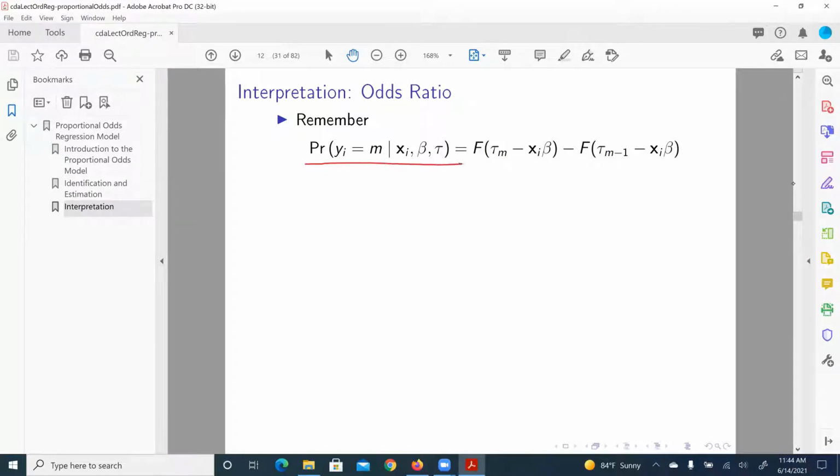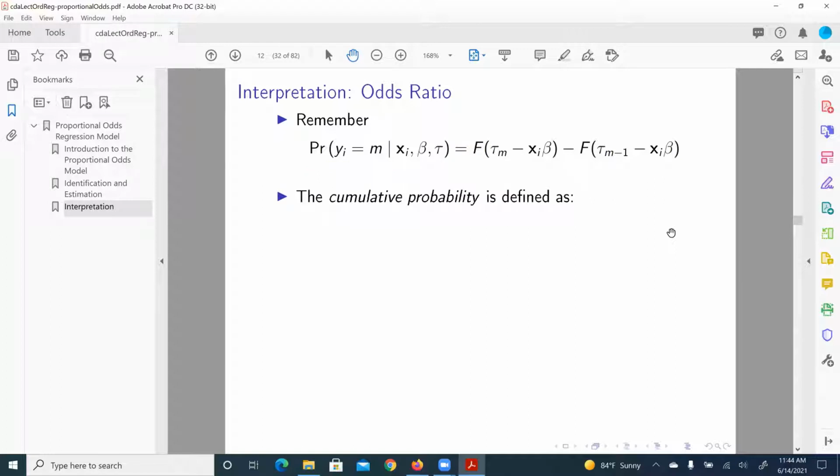equal to m given data and parameter is equal to a difference of cumulative density functions, depending on the assumption about the distribution of the error term in the structural model for the latent y. We could have ordered logit and ordered probit model. Right? So this F varies with different error distributions.